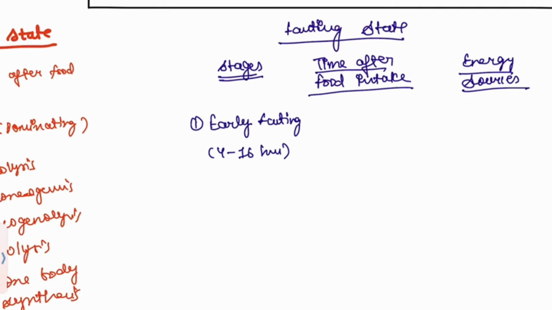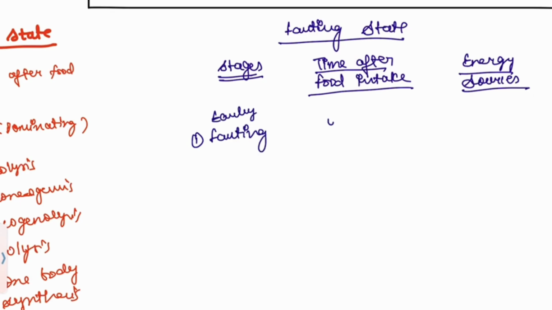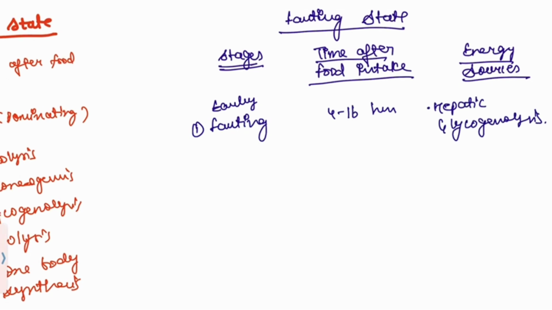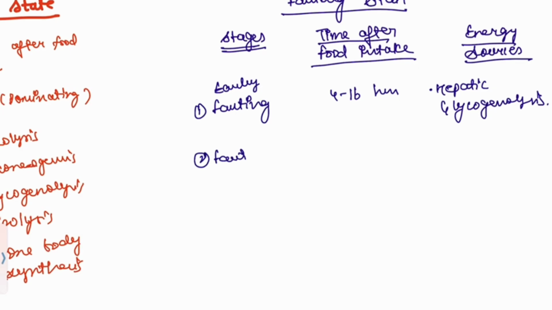So stage 1 is early fasting, which is 4 to 16 hours after food intake, and the energy source for this stage is hepatic glycogenolysis. Next stage is fasting, which occurs after 16 to 48 hours of food intake, and the energy source is gluconeogenesis.